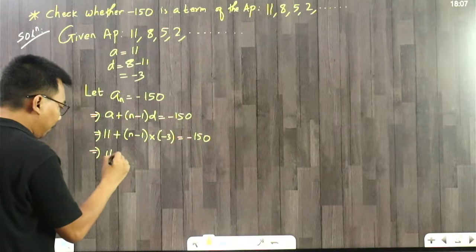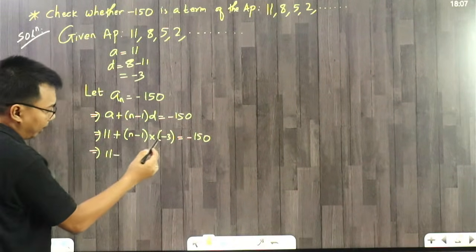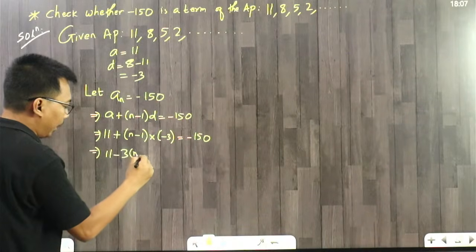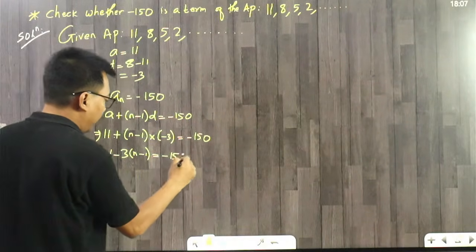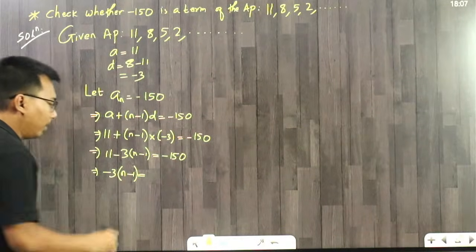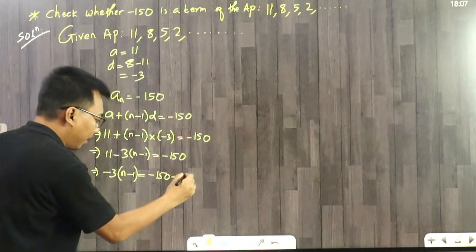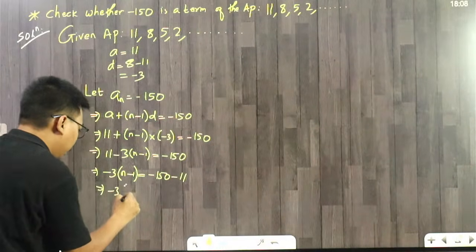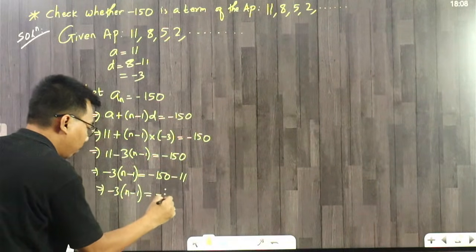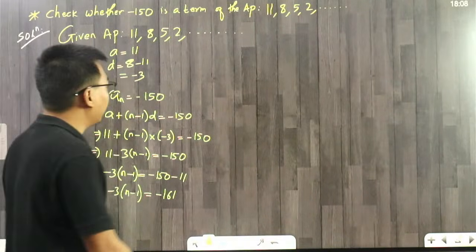So we'll get 11 plus, into minus. Plus into minus will be minus. So 11 minus 3 into n minus 1 equal to minus 150. Now we'll send this 11 towards the right hand side. We'll get minus 150 minus 11, so this will become minus 161. All right. Okay. Next.